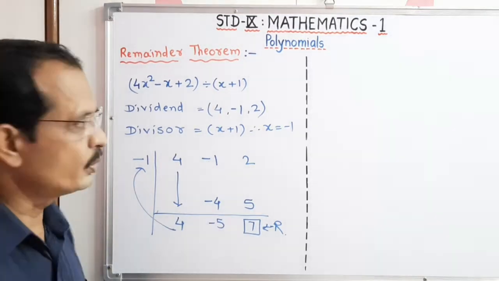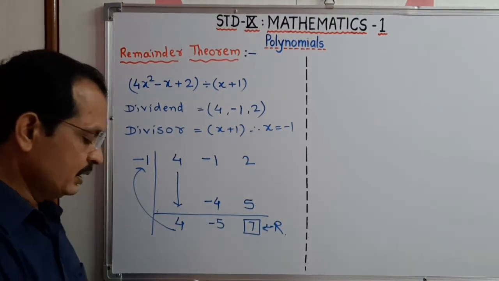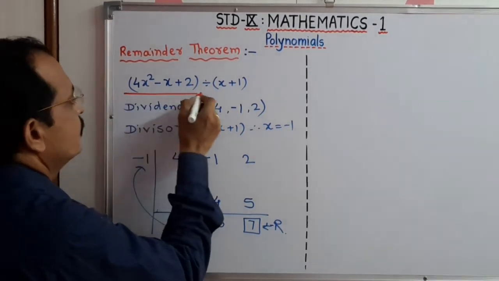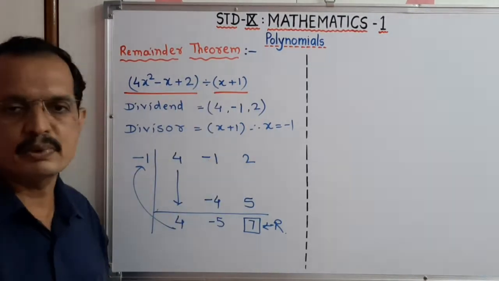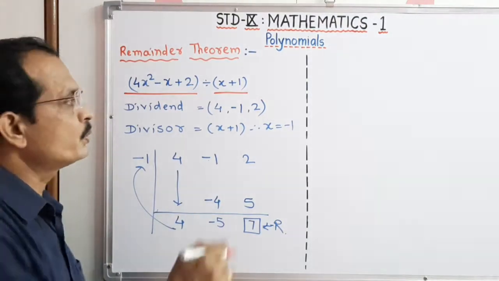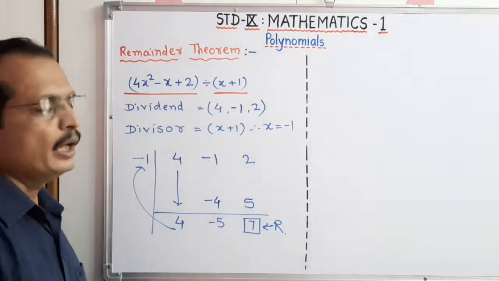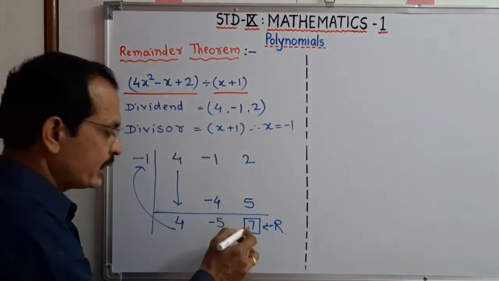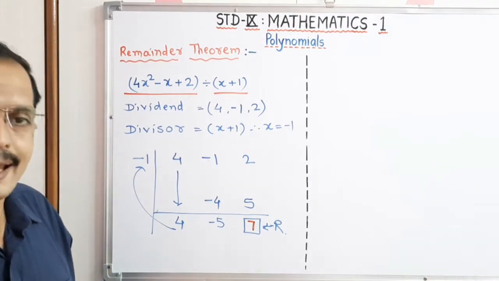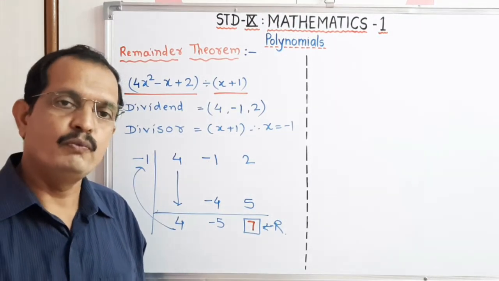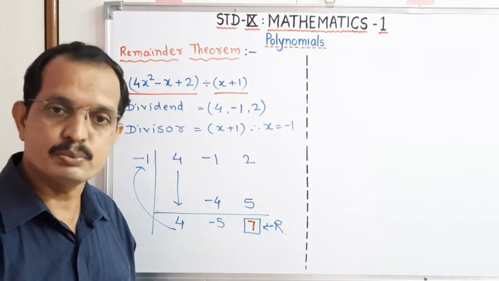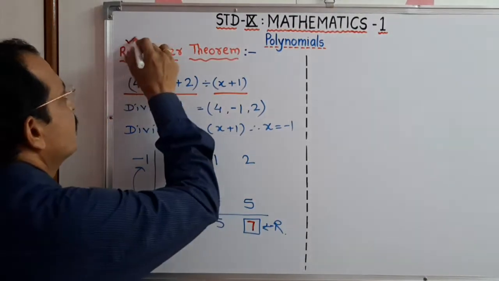Now see, dear students, this is a dividend, and this dividend we have to divide by this x plus 1. That means one polynomial is given, and we have to divide it by another polynomial. After dividing these two, we get the remainder. Now dear students, can we find the remainder without doing division? Is it possible? Yes, dear students, it is possible, and that is our remainder theorem.